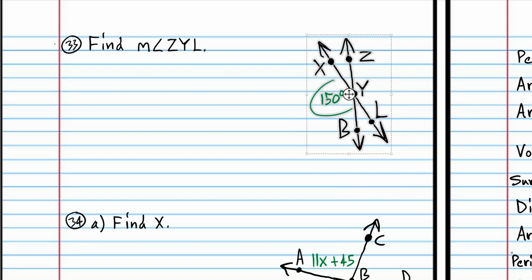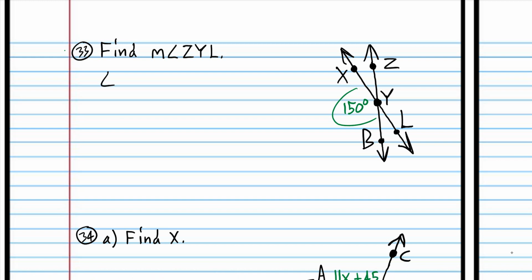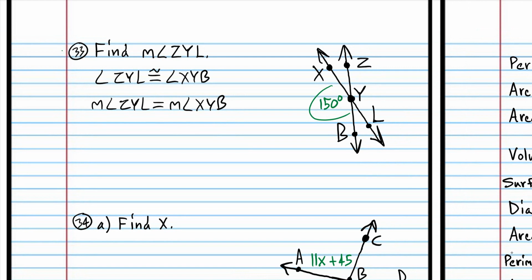Okay, we're back. So obviously, the answer is going to be 150 degrees. Because we know by the vertical angles theorem that angle ZYL is congruent to angle XYB. That's the vertical angles theorem. Because those are vertical angles, we can see that the lines cross each other and make vertical angles. So the measures must be equal. That's the definition of congruence. And we know the measure of angle XYB is 150 degrees because it tells us that in the picture. So the measure of angle ZYL, which is what we're looking for, is 150 degrees.